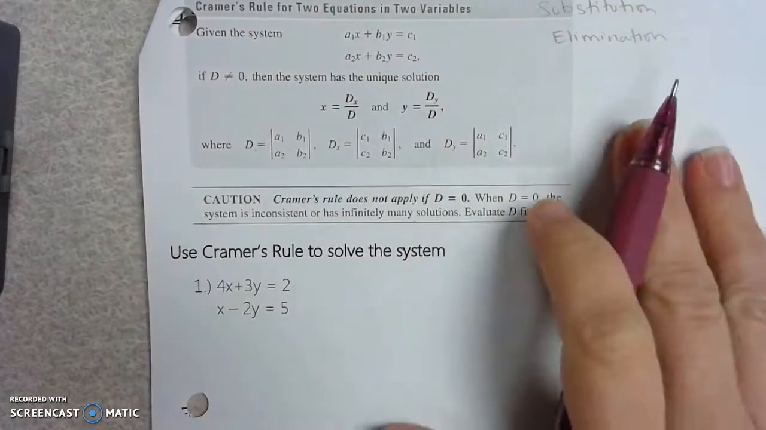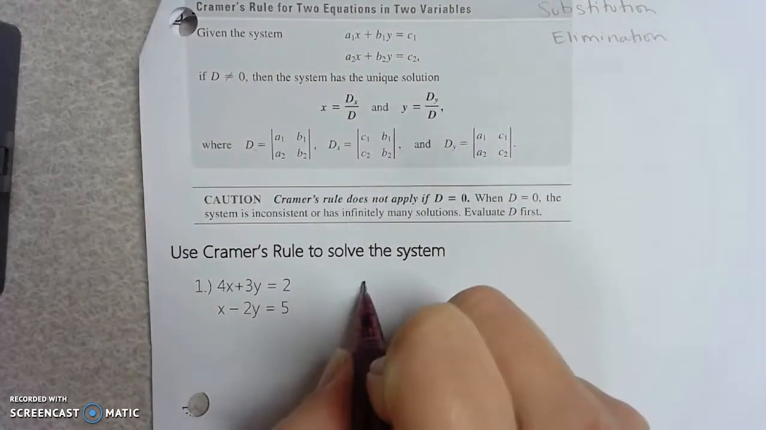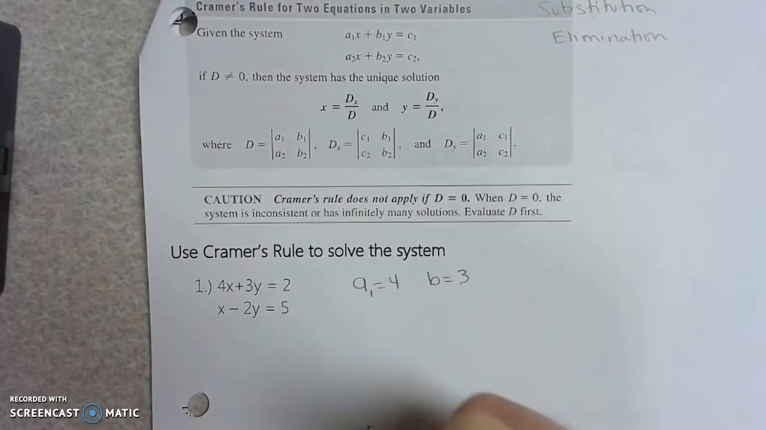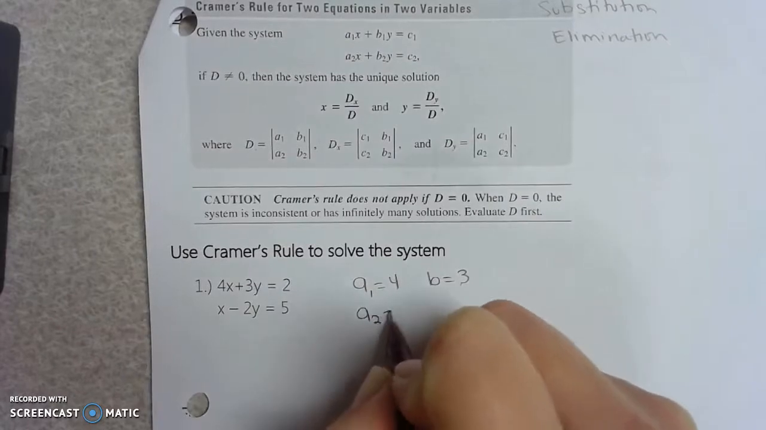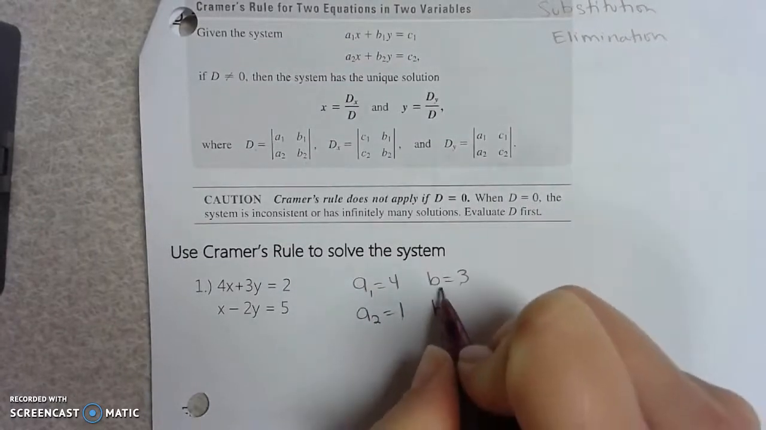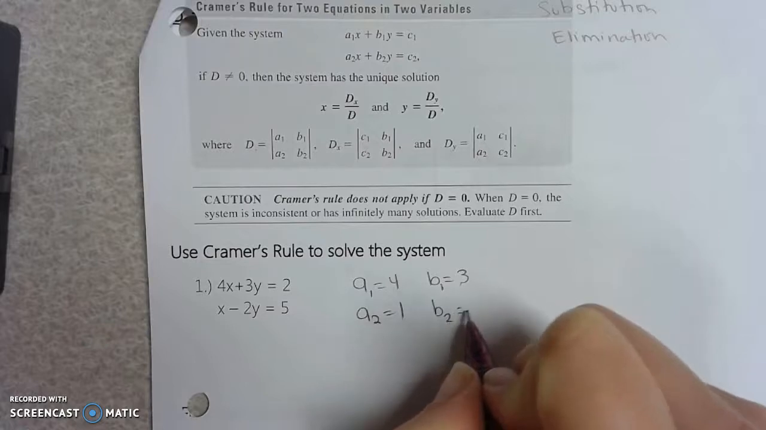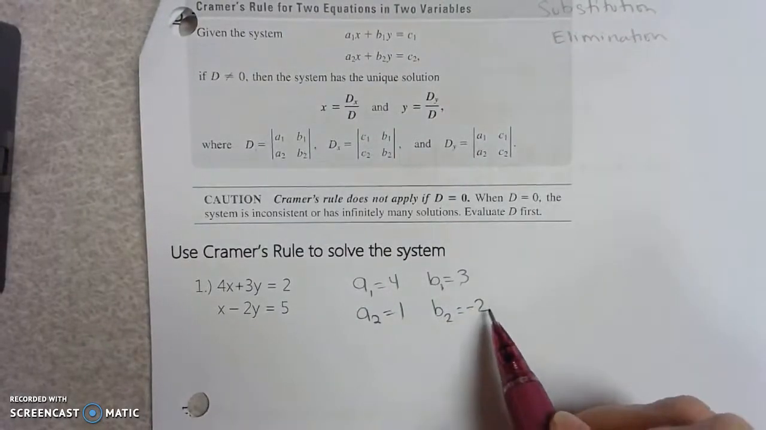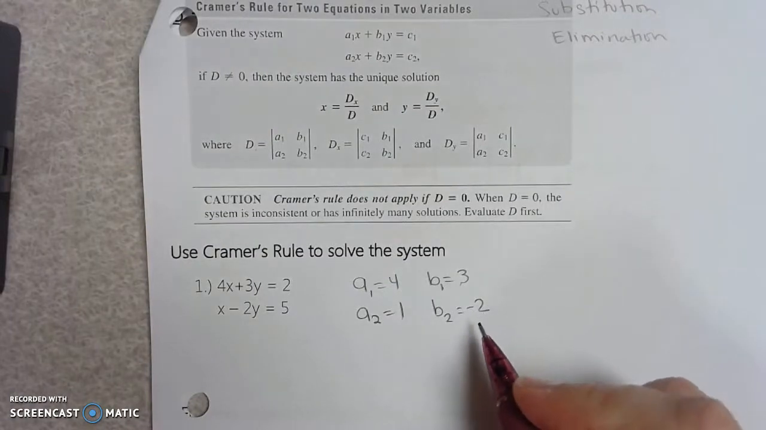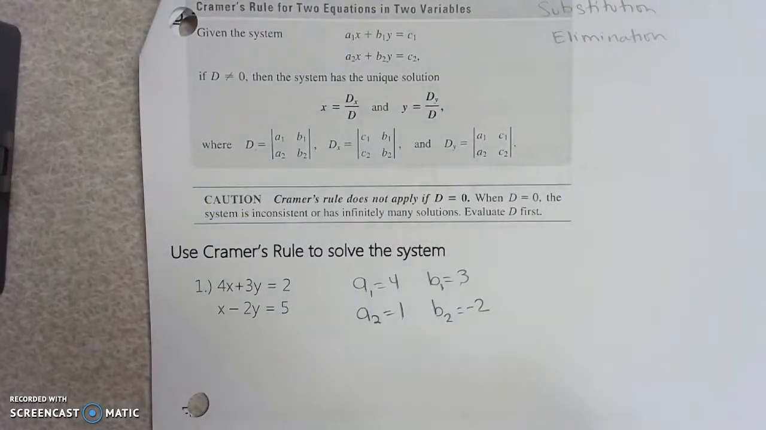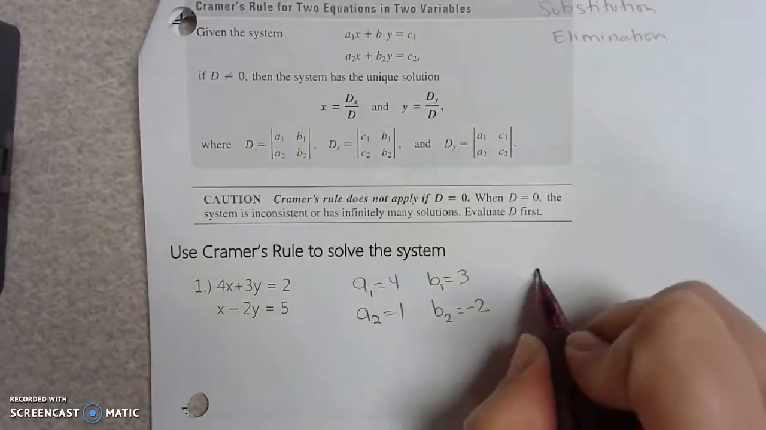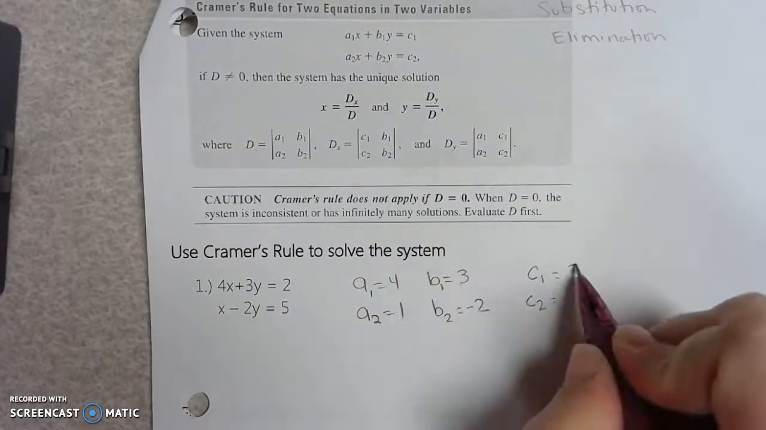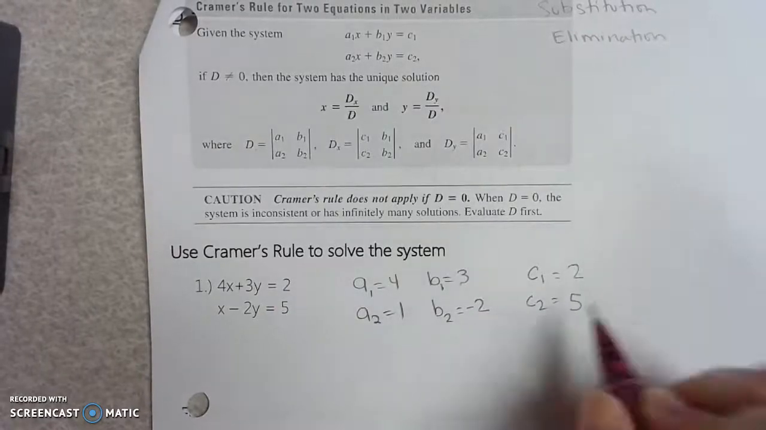In this example, a1 is 4, and b1 is 3, and then a2 is 1, and b sub 2 is negative 2. So if it has a minus sign in front of it, don't leave that off. Now, eventually we're going to need c1 and c2, so I'm going to go ahead and write those down, just in case we need them. So c1 is 2 and c sub 2 is 5.